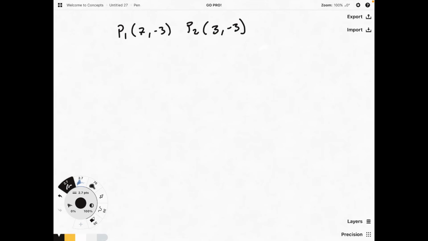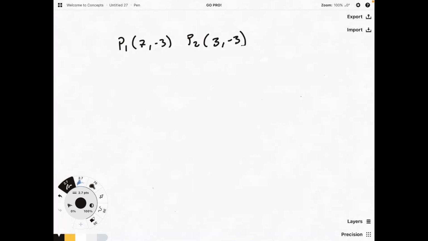Now that we understand the distance formula, let's look at a couple problems where we can apply it to different examples. We have the point P1, 7, negative 3, and the point P2, 3, negative 3. If we wanted to see this on a graph, we can plot it. It would look like point 1 here, and then the next one is at 3, negative 3. So if this is point 1 and this is point 2, we are trying to find the distance between point 1 and point 2.